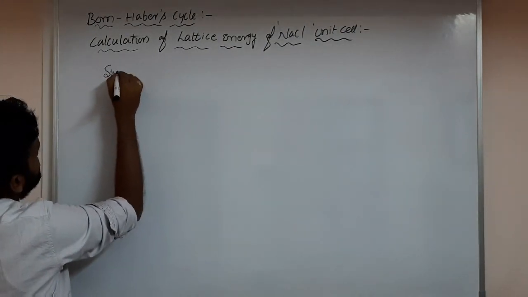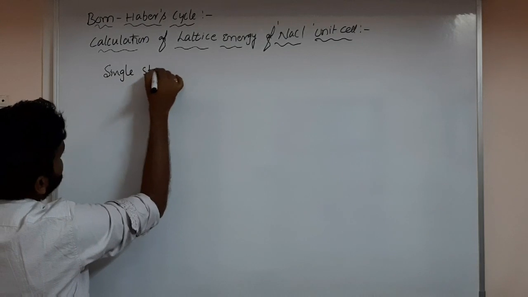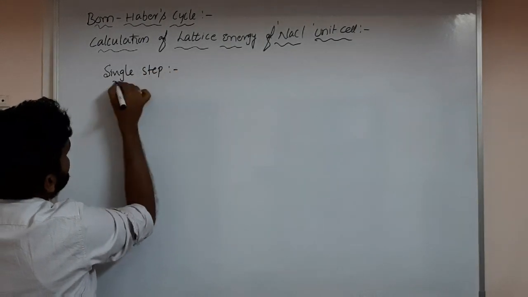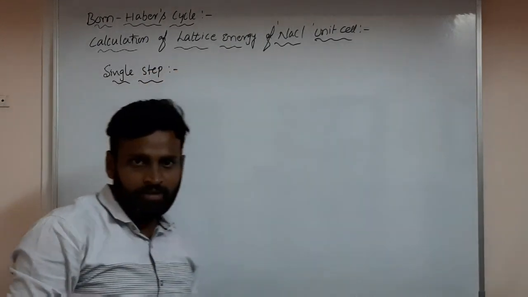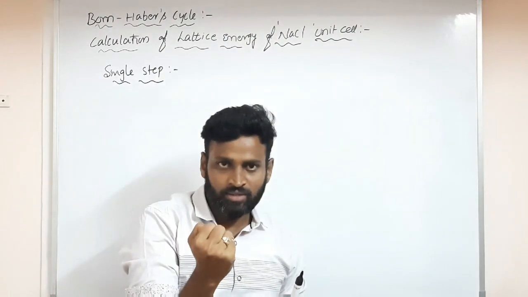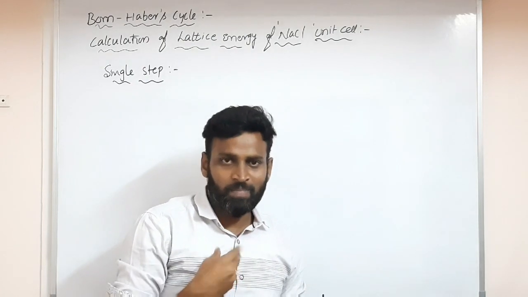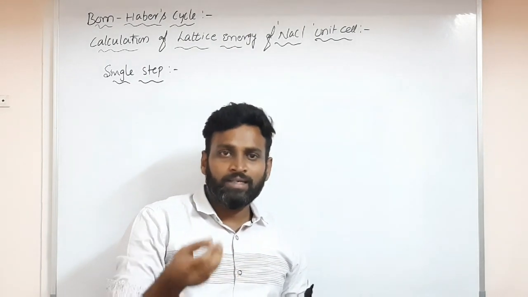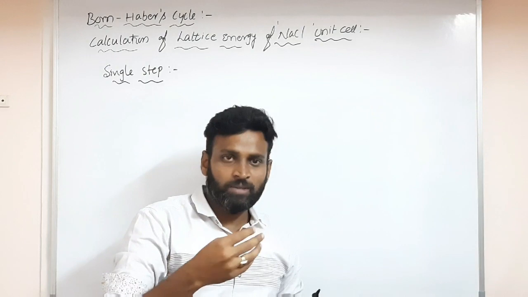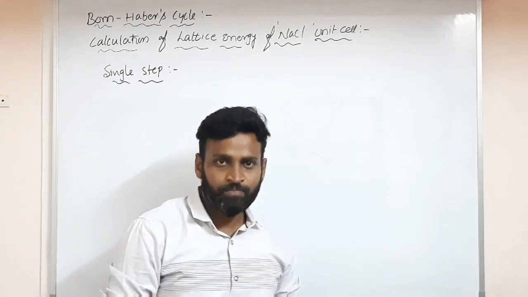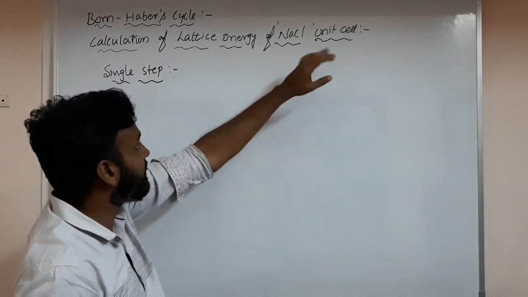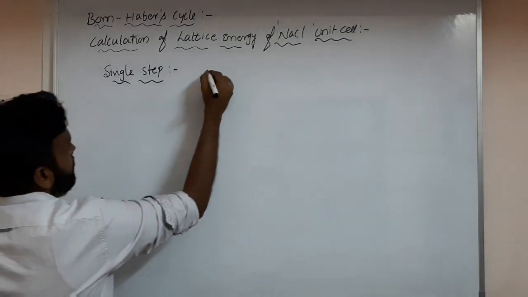First we have to discuss a single step. As I said, if one person gives 5 sweets to you, you can eat 5 sweets at a time. That is a single step mechanism. Multiple step mechanism means 5 steps or 4 steps, if you eat one by one. Like that here also. How will NaCl form? Single step.